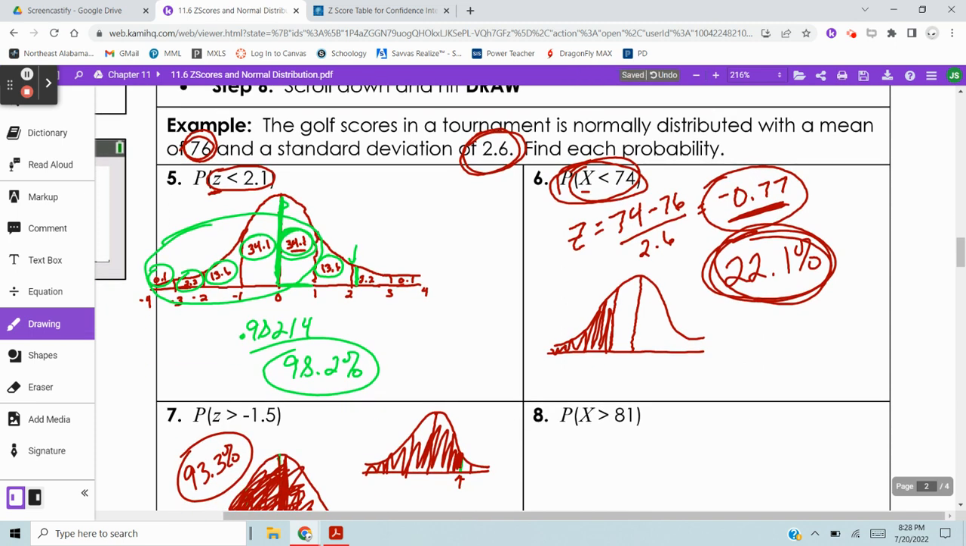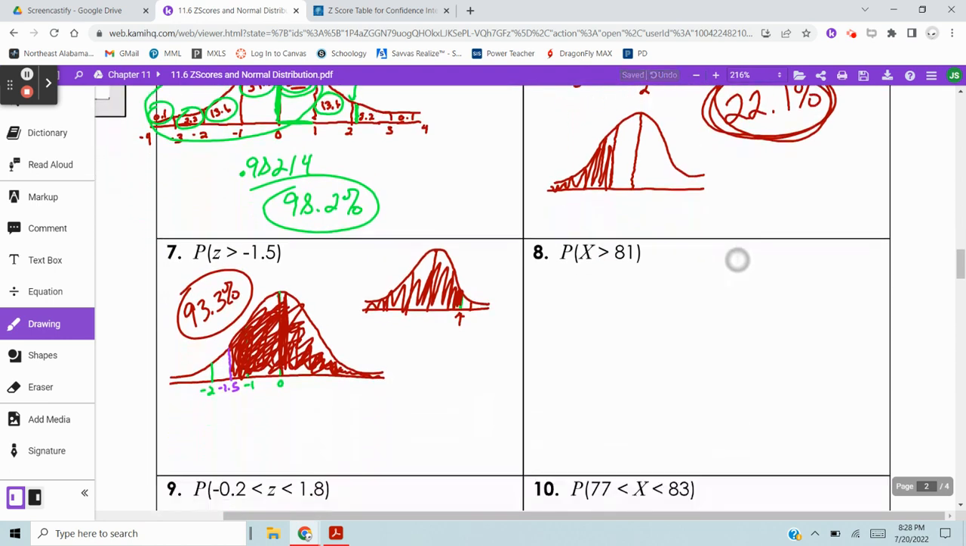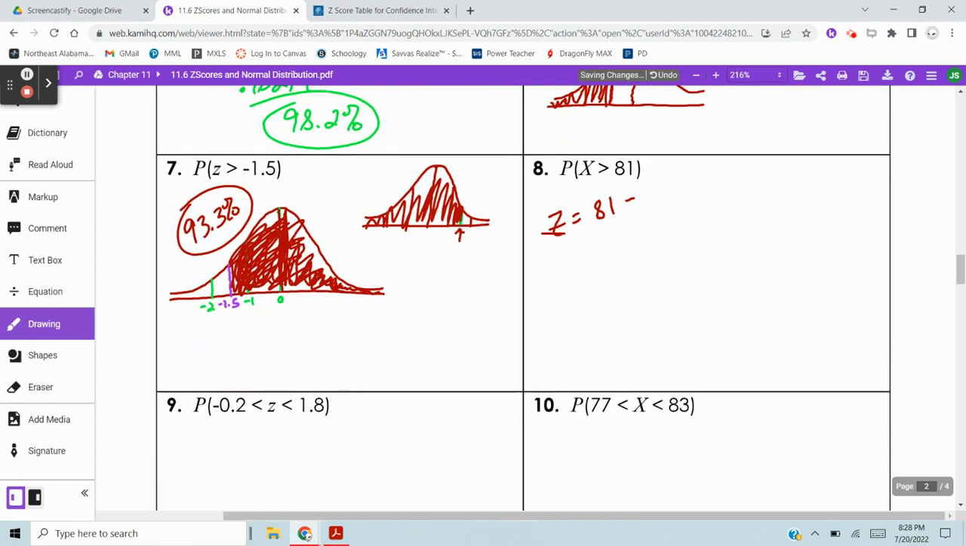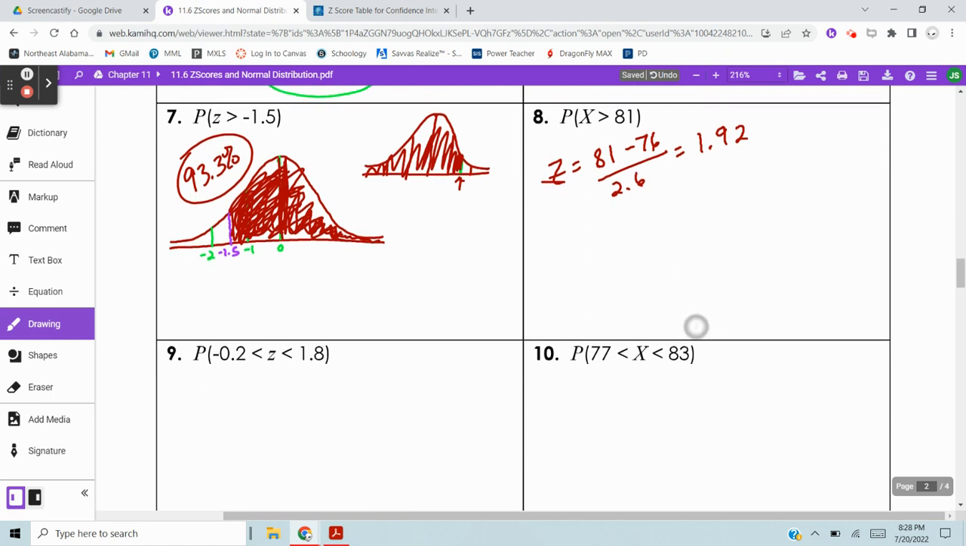Now, 8.1. If we've got 76 as our mean, how many are shooting above an 81? That's a pretty high score when the standard deviation is only 2.6. That's nearly two standard deviations away. So I would say that that's going to be a fairly low number. So again, we want to change that to a z-score. To change it to a z-score, we're going to take our 81, subtract our average and divide by our standard deviation. And we find out on this one that our z-score is a 1.92, which again, notice that our z-score there is nearly two standard deviations away.